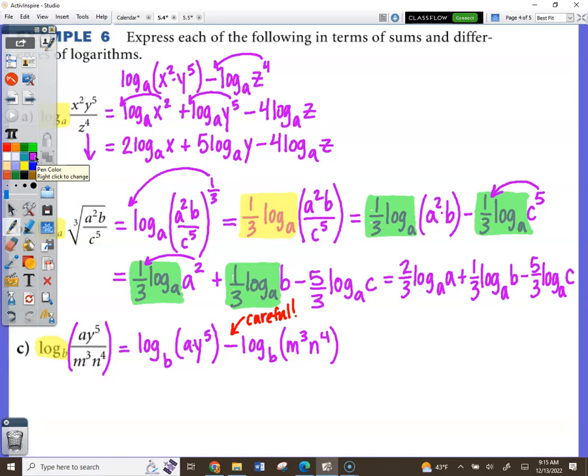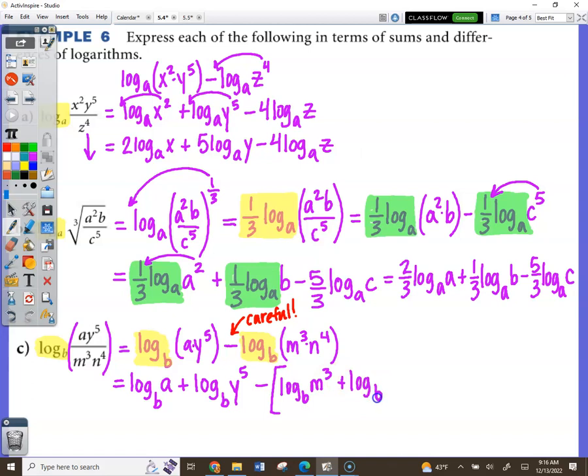Okay, so right here, this is multiplication. So this separates into addition with your little log base B. So we've got log base B of A plus log base B of Y to the fifth. This is multiplication. This expands to addition, just like that one did. But because it's coming right after this minus sign, I'm going to put brackets so it stands out. You need to remember that the minus sign has to distribute at some point. So this would be log base B of M cubed plus log base B of N to the fourth.